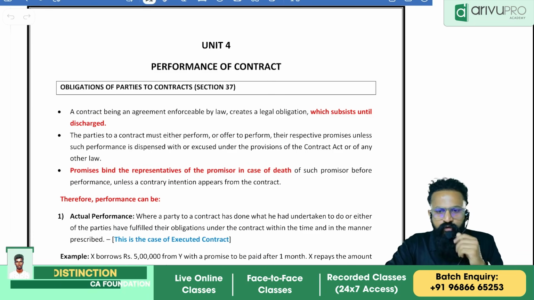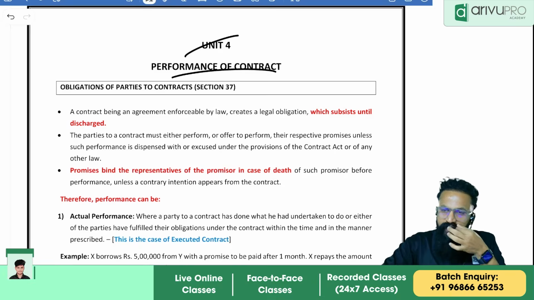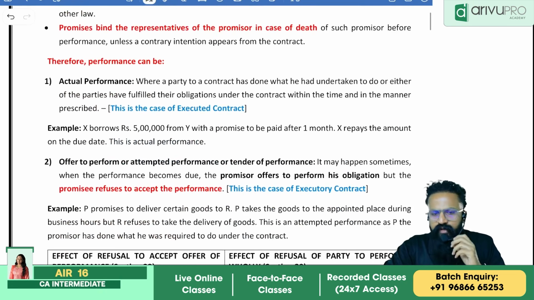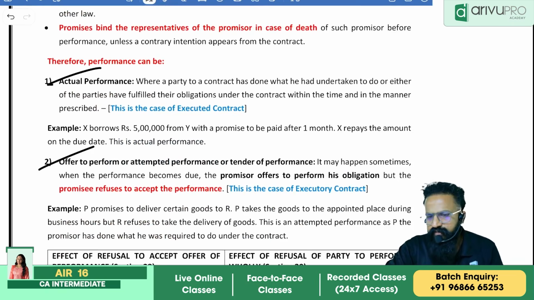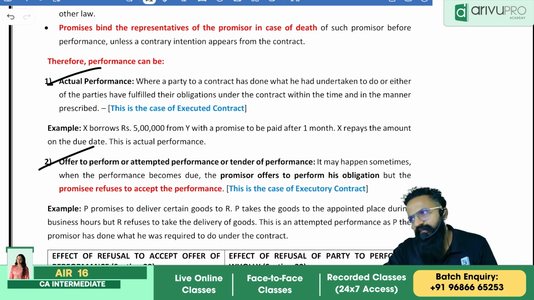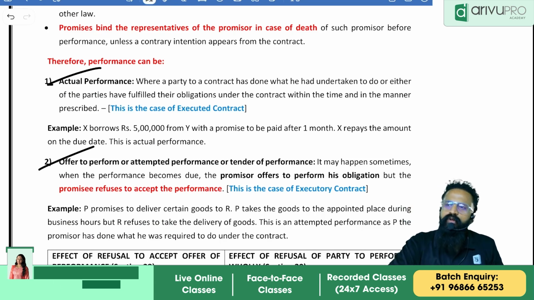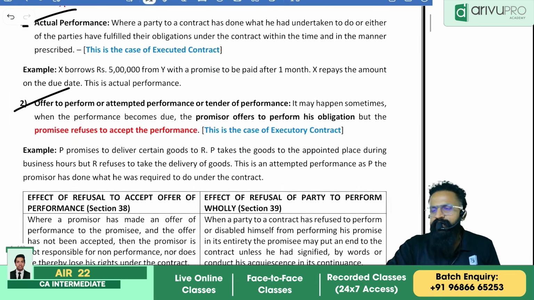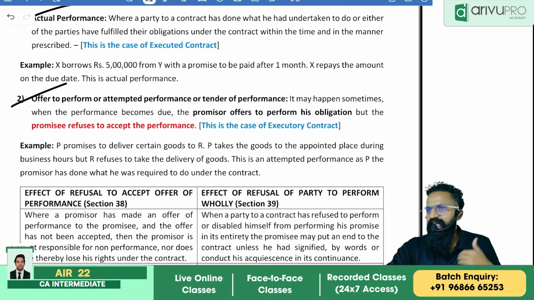Okay. Unit 4, performance of contract. Who can perform the contract? A contract can be of two types. One is actual performance, one is attempted performance. Actual performance is when both the parties have performed their obligations. That is why it's also called an executed contract. Attempted performance means one party attempted but the other party refused or did not accept the performance. That is only called attempted.